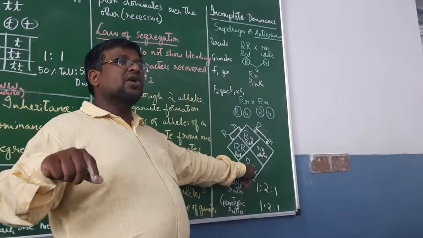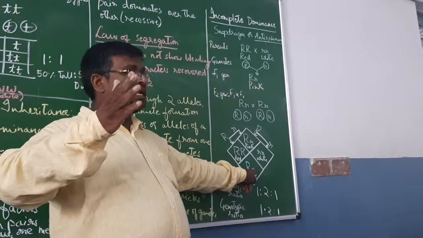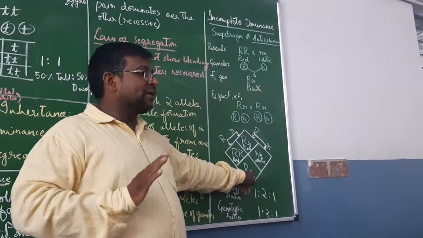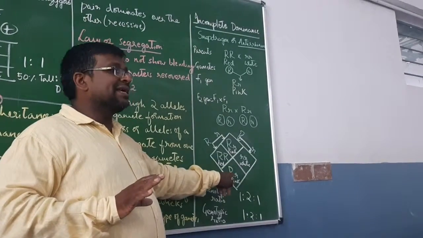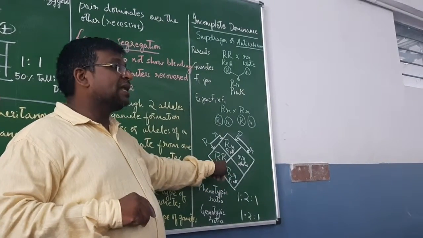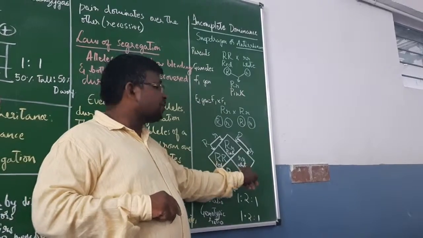If it is a monohybrid cross following Mendelian principles, these should be red, the heterozygous should be red, but here these have become pink. And capital R is for red, small r is for white.